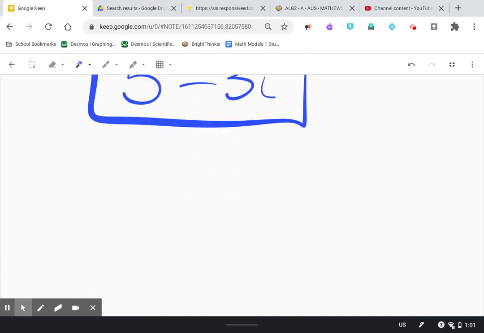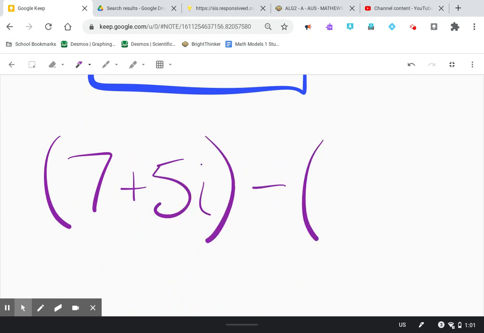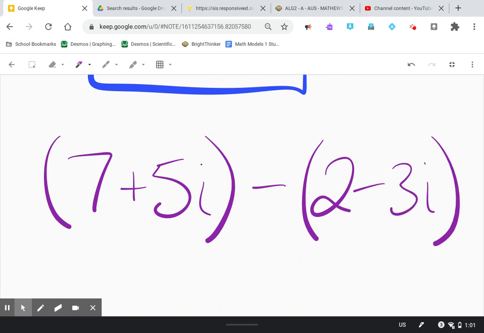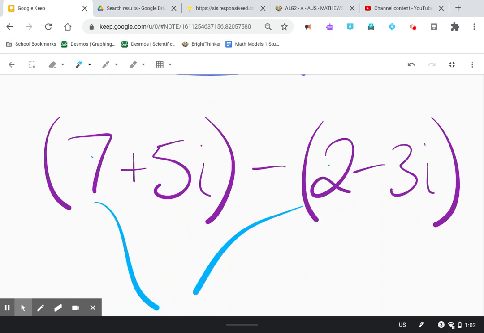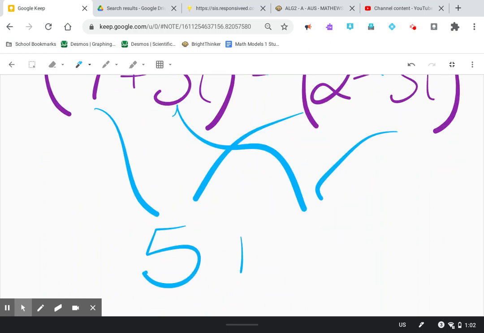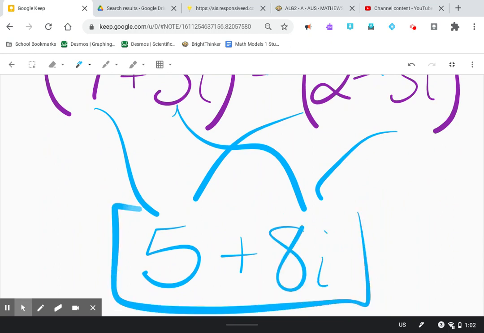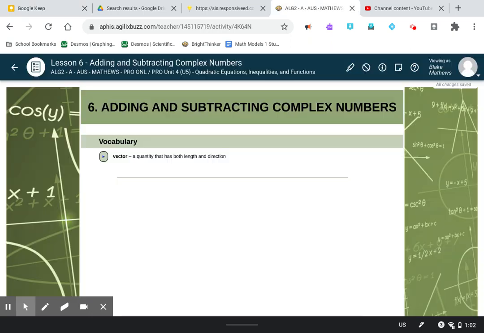Let's look at an example of subtraction. So again, let's say I have 7 plus 5i minus 2 minus 3i. I'm going to do 7 minus 2. 7 minus 2 is 5. And then 5 minus negative 3. 5 minus negative 3 is going to be plus 3 overall, and that's going to make 8i. So I'm just subtracting or adding the different parts separately and getting my answer, and that's pretty much it.